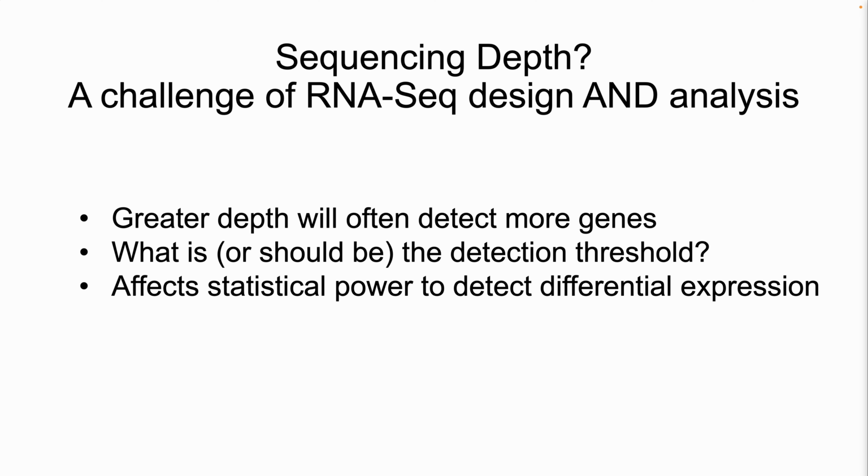I gave the analogy earlier, 50 million reads versus 30 million reads. If you spend more money to get more reads, you will detect more genes, right? Why is that? Somebody connect the dots for me here. Why will I detect more genes if I get more total reads?